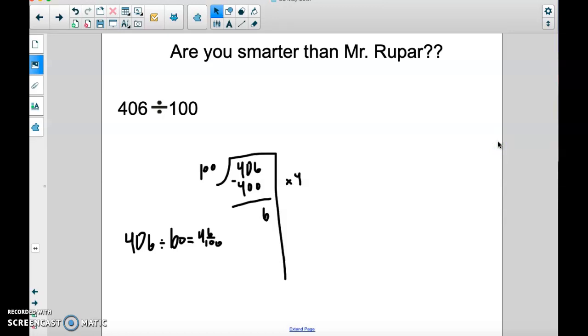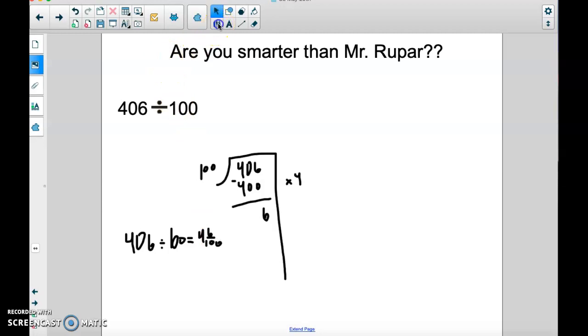The way I solved it was I set it up like division, because that's what it is. 406 inside, 100 on the outside. I timesed the 100 by 4 to subtract 400, which left 6. And as a fifth grader, I know I have to make that a fraction. So my answer was 4 and 6/100ths. Now, pause the video. Are you able to solve this more efficiently than Mr. Rupar?